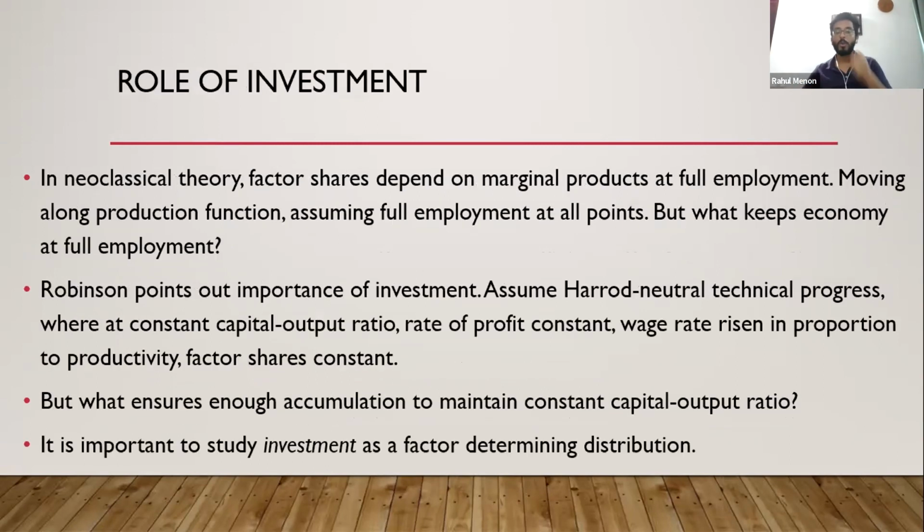The second question is the role of investment. Again, this is something that she had a problem with, but for simplicity's sake, assume you're moving along a production function at different points. Now, at each point, the assumption is that full employment is maintained at all points in time. As you move along a production function, full employment is maintained. But how can you be so sure that enough investment is forthcoming at all points of time to keep the economy at full employment? Mainstream neoclassical theory assumes that it happens, assumes that the interest rates and monetary policy will change, and assumes that substitution will happen very easily to maintain full employment.